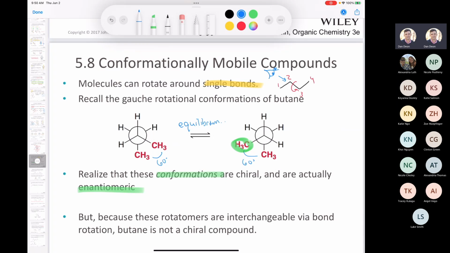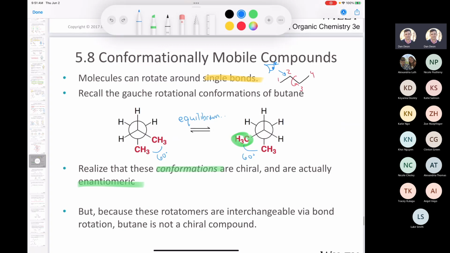Because these two compounds are what we call rotamers, which means they're interchangeable by rotation of a bond, butane is not a chiral compound. So we have chiral rotamers of each other, or we could say these two conformations are enantiomers of each other, but since there's free rotation, they cancel each other out in the end, and butane is not a chiral molecule. There's no chiral center in the molecule.